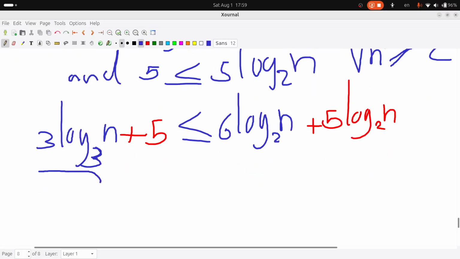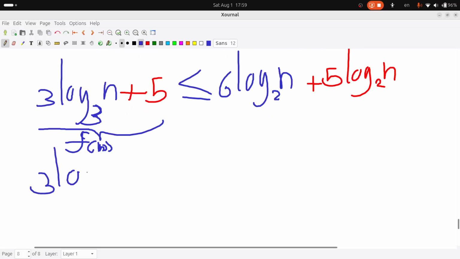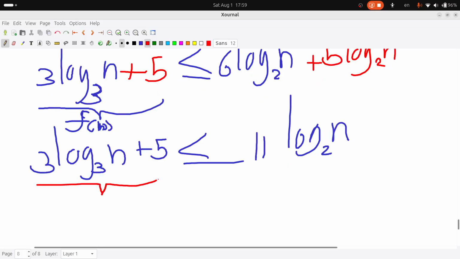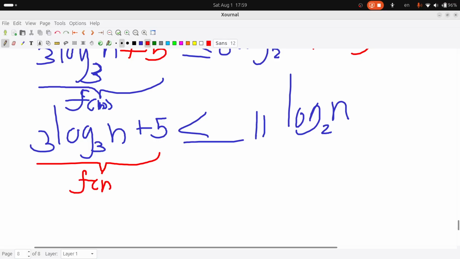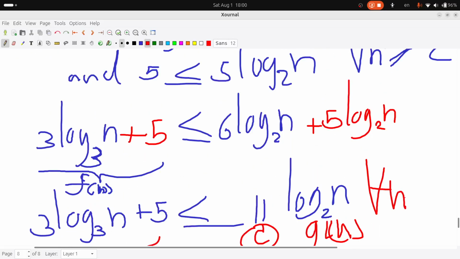And this is the f(n) function, if you don't forget. It's 3 log n base 3 plus 5. This one can be combined as 11 log n base 2. So let me remind you that this one is f(n), this one is the constant c, this one is g(n). It's the same as the definition of big O notation, and this is the starting point.